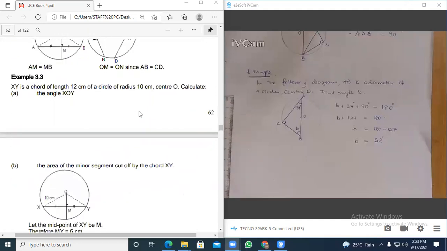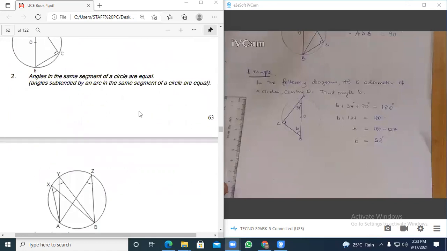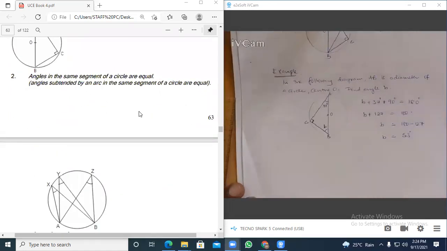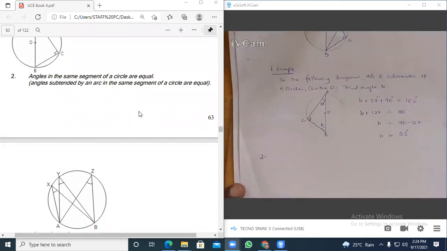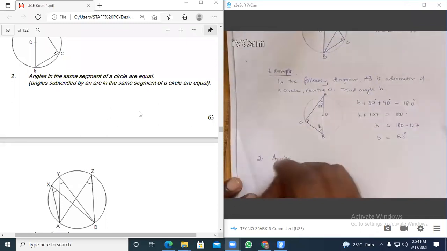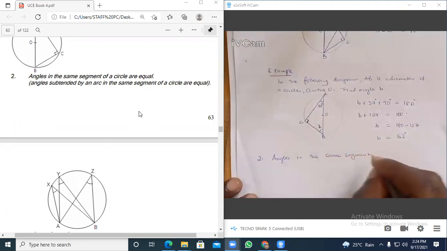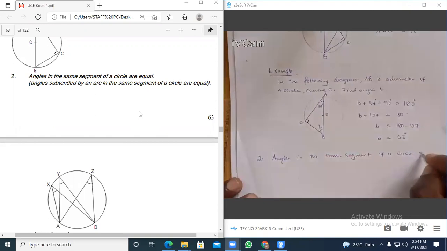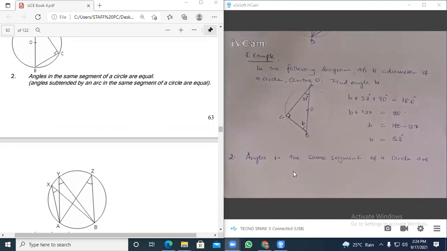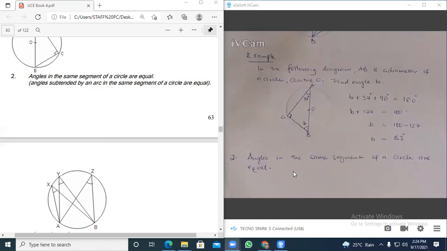And our next part is number 2. So what is number 2? They're saying that angles in the same segment of a circle are equal. Angles in the same segment of a circle are equal. And in brackets, they are saying that the angles subtended by an arc in the same segment of the circle are equal. So angles subtended by the same arc in the same segment.